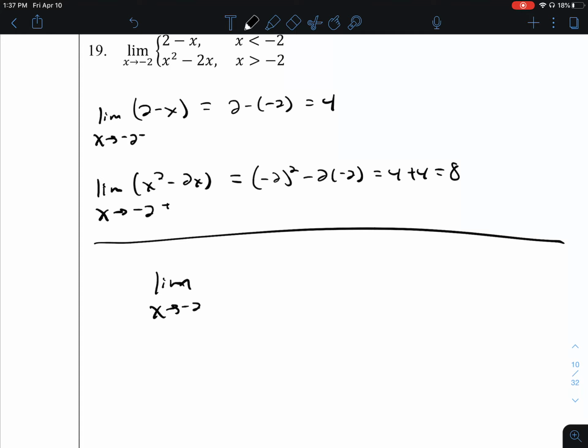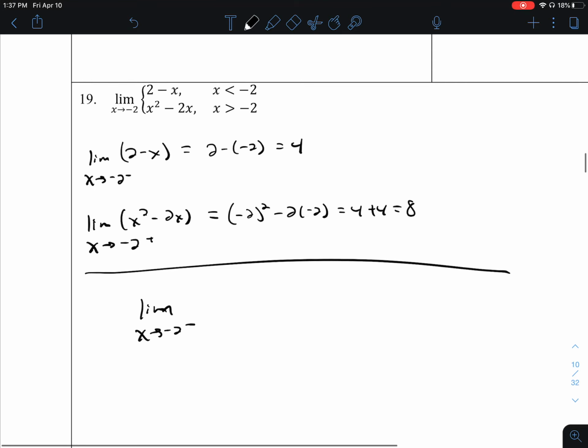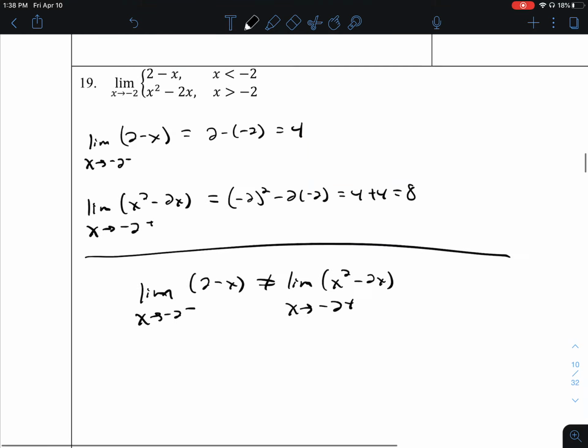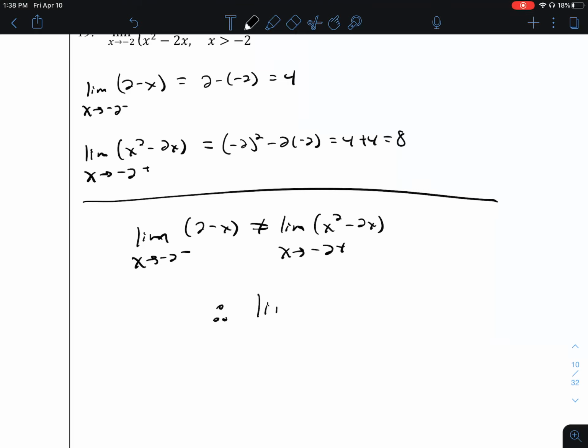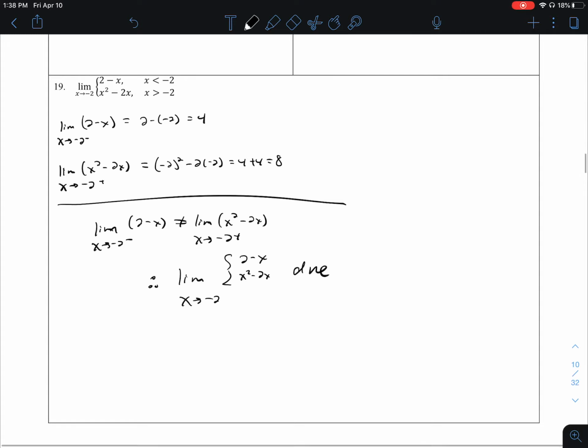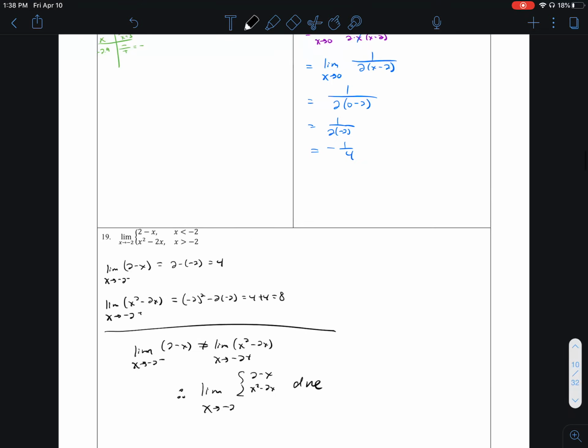The limit as x approaches negative 2 from the left, we don't have a name for this function, which is a bummer, does not equal the limit of x squared minus 2x as x approaches negative 2 from the right. Therefore, the two-sided limit does not exist. And that concludes the homework.